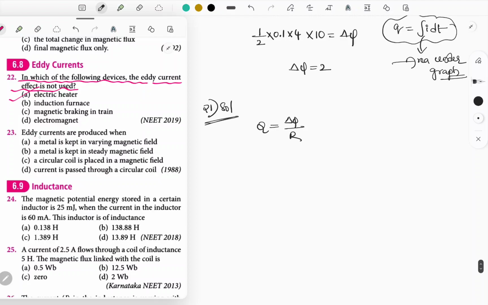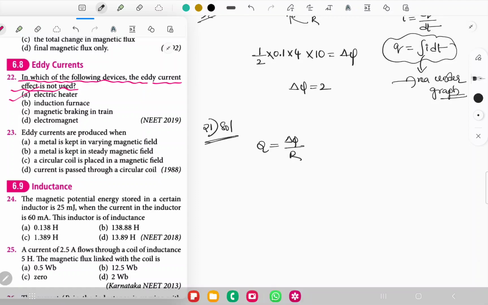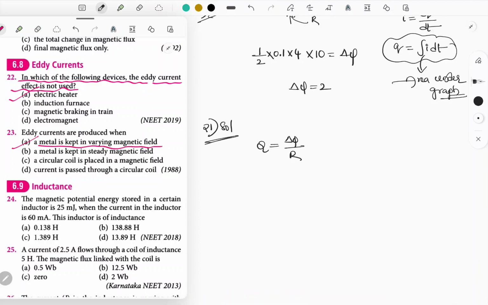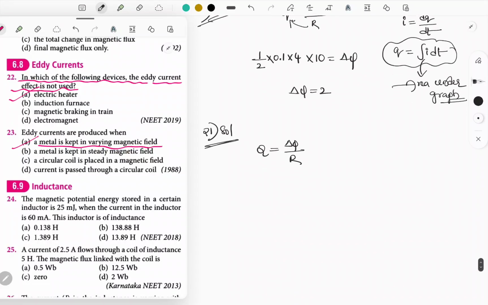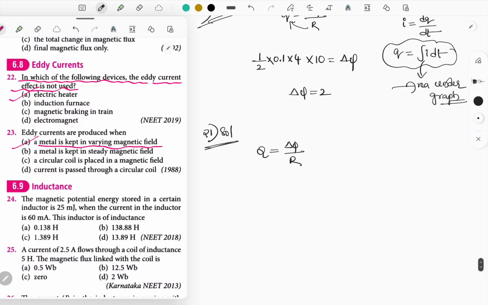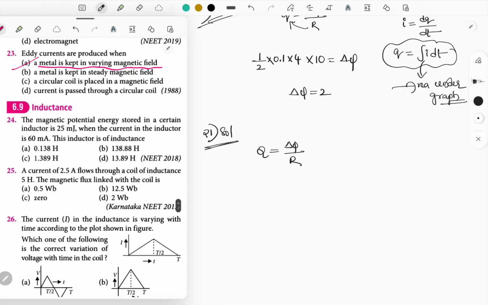Next, 23. Eddy currents are produced when... This is a basic question that comes from the eddy current topic. Eddy currents will be produced when a metal is kept in a varying magnetic field. When a metal is kept in a varying magnetic field, an EMF is induced in it, which produces current. Those currents will circulate on the surface of the conductor. Those are called eddy currents. Okay, so let's move on to the next topic.